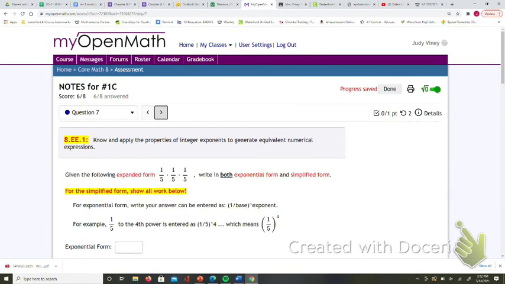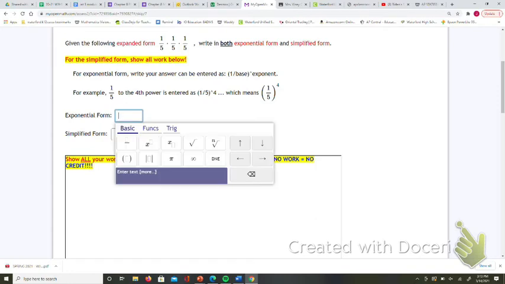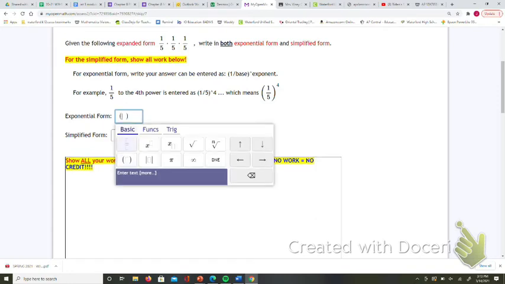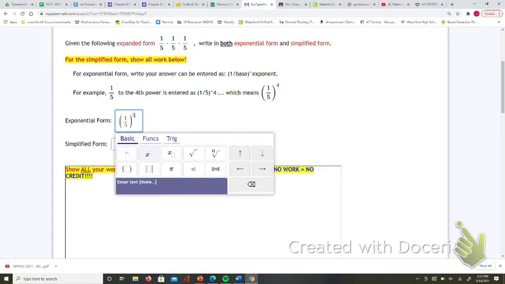Number 7. 1/5 times 1/5 times 1/5. So that is 3 of them. So your base is 1/5. So we click the parenthesis and then the fraction. We type the 1 in the numerator. We type the 5 in the denominator. We put our cursor right outside the parenthesis. We click on the exponent button, and our exponent is 3 because there's 3 1/5. Our base is 1/5. Our exponent is 3.